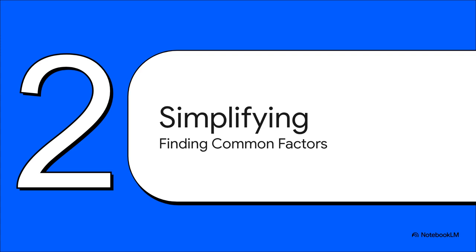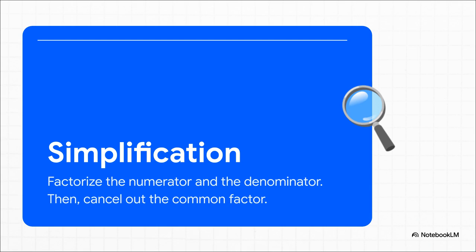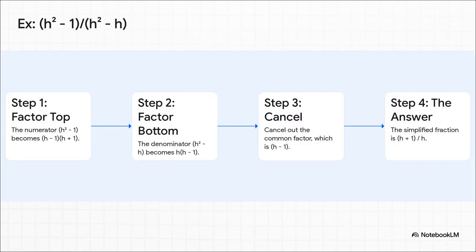Before you do anything else, multiply, divide, whatever, you have to stop and ask yourself, can I make this thing simpler? And simplification sounds all formal, but really it's just a fancy word for cleaning up the fraction. You're just tidying it up. It's all about breaking down the top part and the bottom part into their basic building blocks, that's called factorizing, and then just crossing out anything that's the same on both sides. That's it.